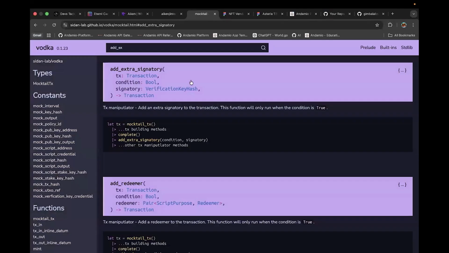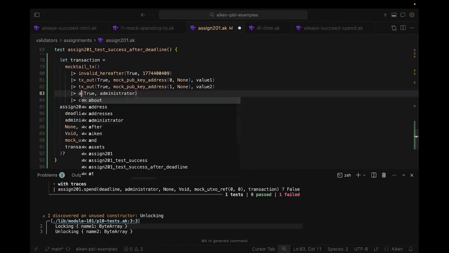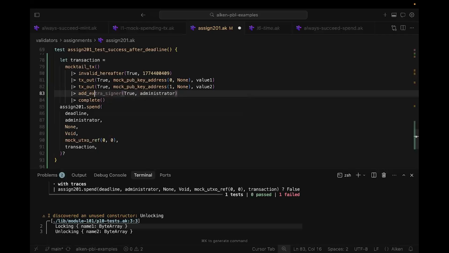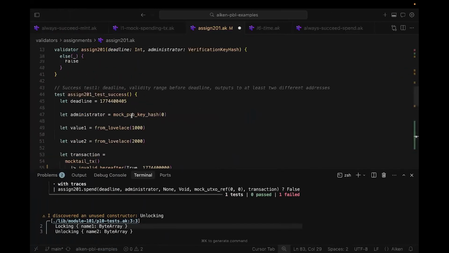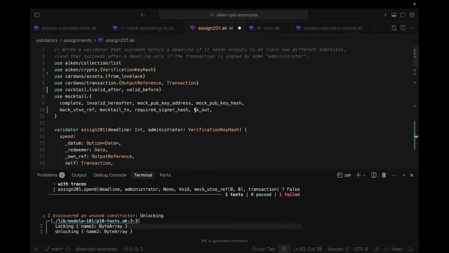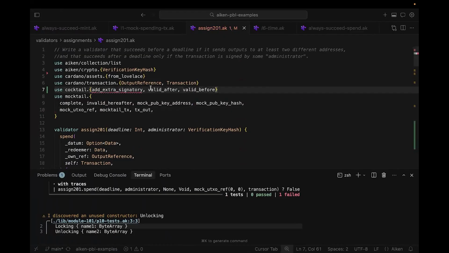Okay. Oh, we are adding, right? This is like a required signer. Oh, this is like checking. Oh, you're right. Add extra signatory, right? Is that right? Okay. So now it makes sense because this is checking. We are not adding. So, where is that? Mocktail. You get what I'm saying? Yeah. Good catch. Not here.